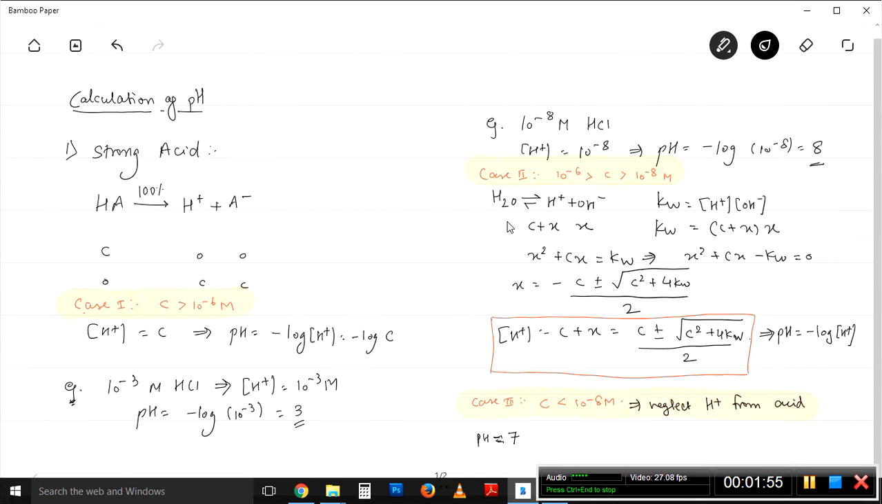So ideally speaking, we should always solve this quadratic and find the value of H+ in all of the cases. But what happens is, if the concentration is greater than 10^-6, the H+ that is coming from water can be neglected, and you can say that all the H+ is coming from your acid. In the second case, H+ coming from water is significant as compared to H+ which is coming from acid, so that is why we will have to solve this particular quadratic equation. And third case is when the concentration is very low, so at that time we can actually neglect the H+ which is coming from acid, and we can assume that all the H+ is coming from water, and in that case basically the pH you will get is 7, or basically the solution will remain neutral.